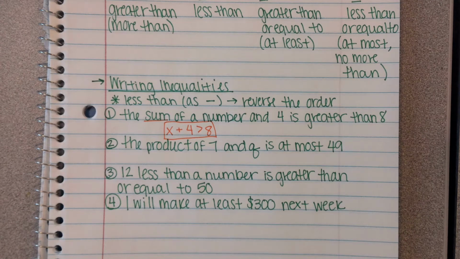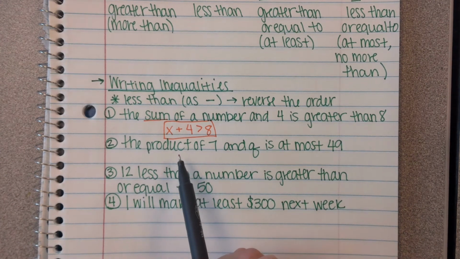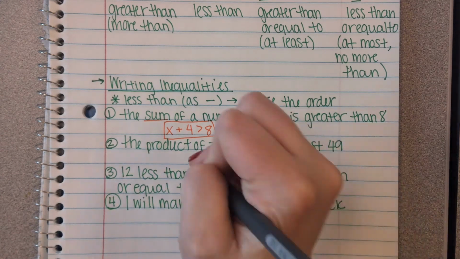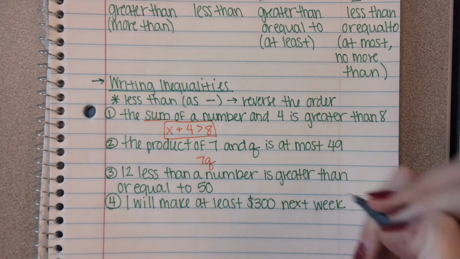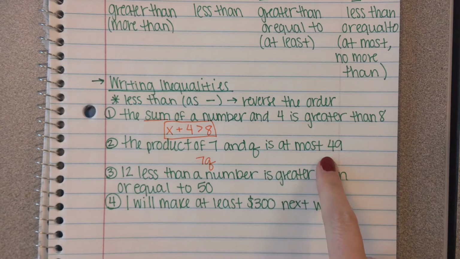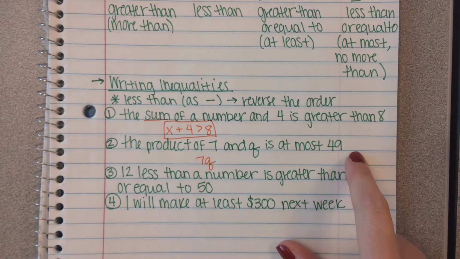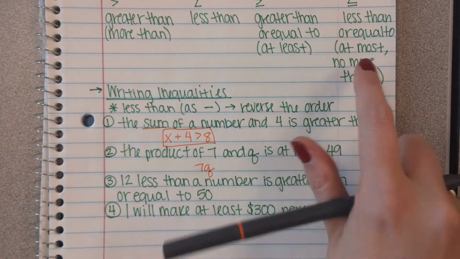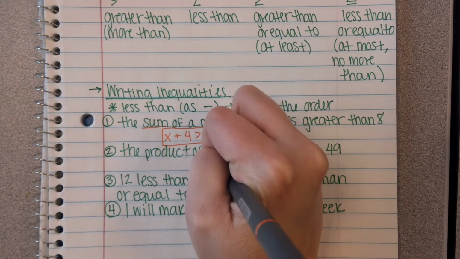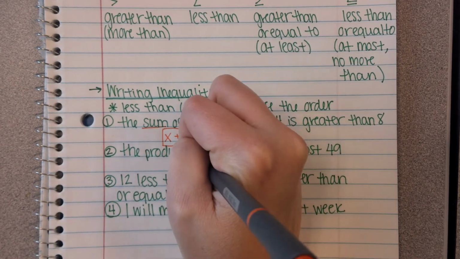Hopefully you've had a chance to try these on your own, and let's check your answers and see what you get. So product means multiplication. So the product of 7 and q, that means we're going to multiply 7 and q, and is at most 49. So that means it can be less than 49, it can be equal to 49, but no more. So that's less than or equal to 49.